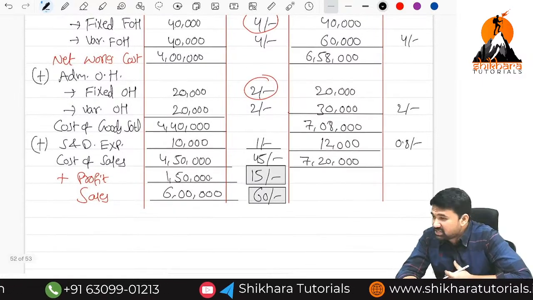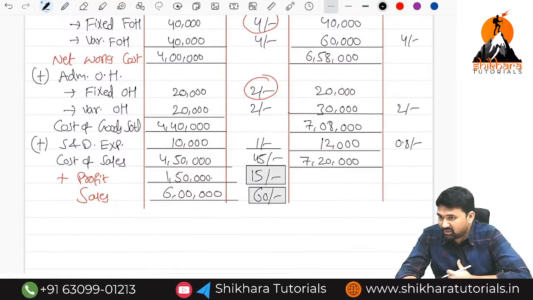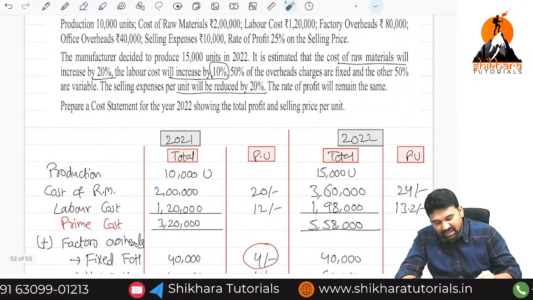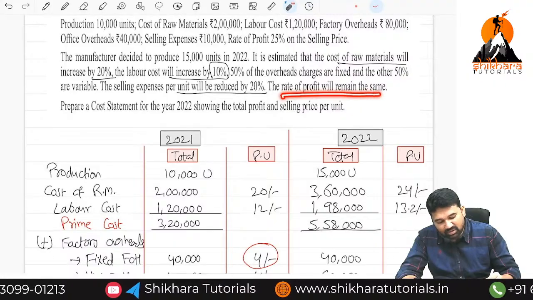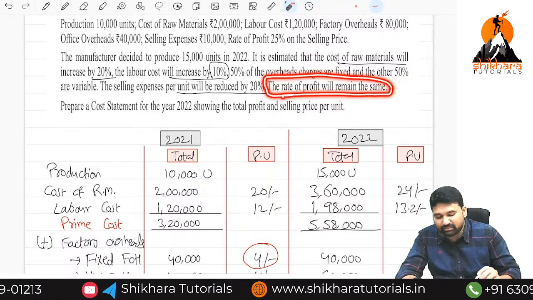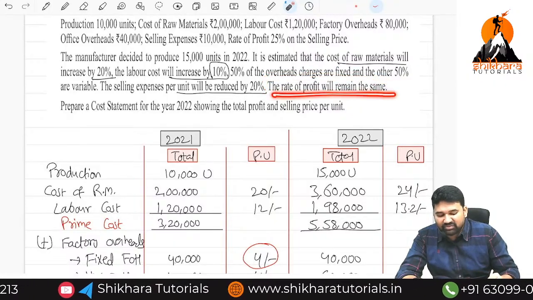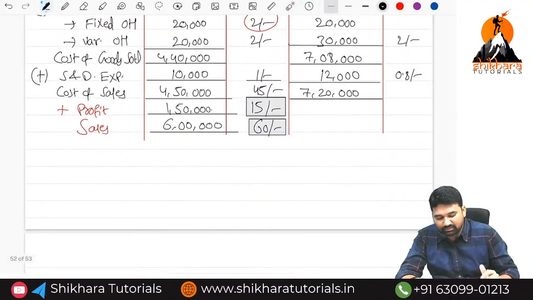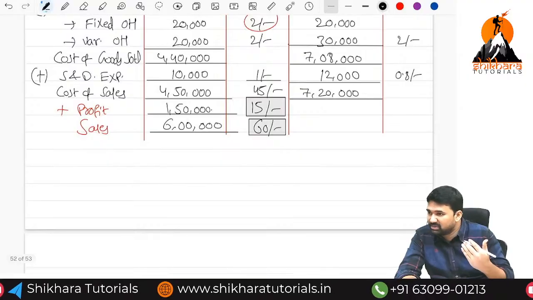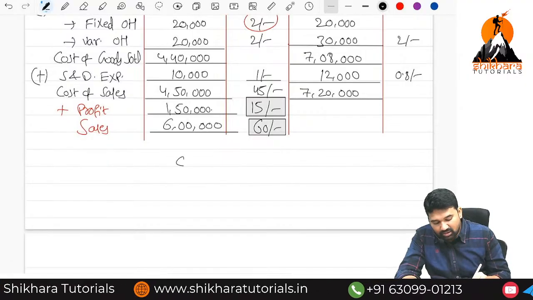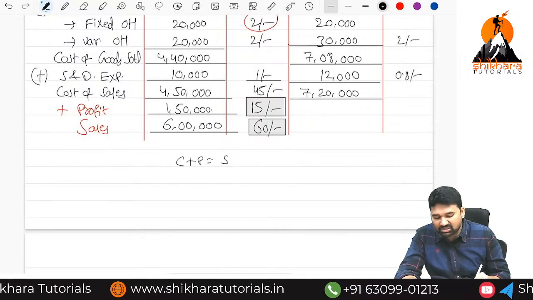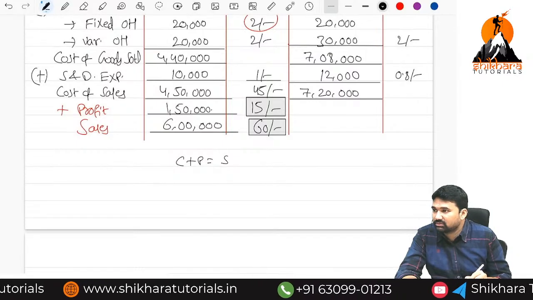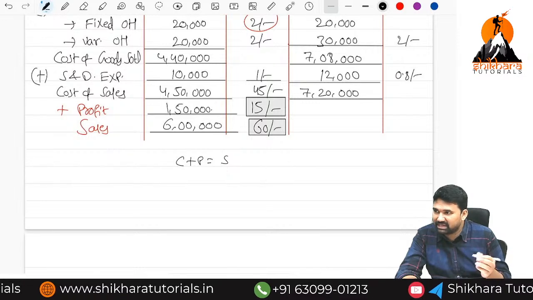Listen carefully. It is very, very important. In the problem, he clearly mentioned that the rate of profit will remain the same. Rate of profit is 25%, right? So again, come to common sense. Cost plus profit is equal to sale. Sales, how much? You don't know, that is why take it as X.